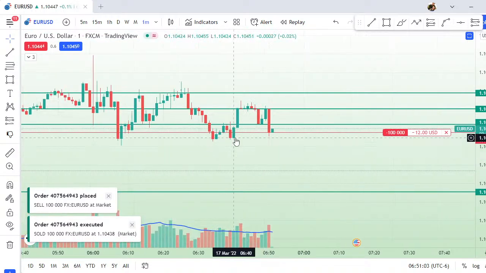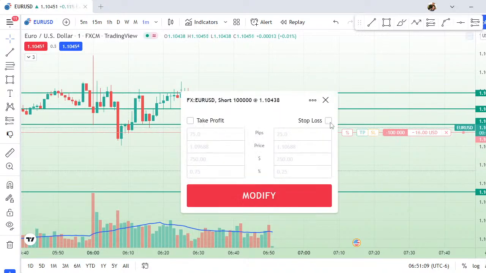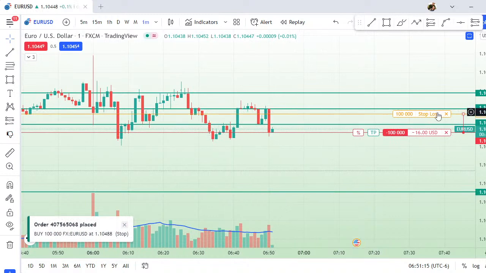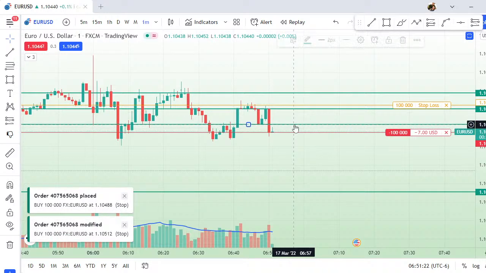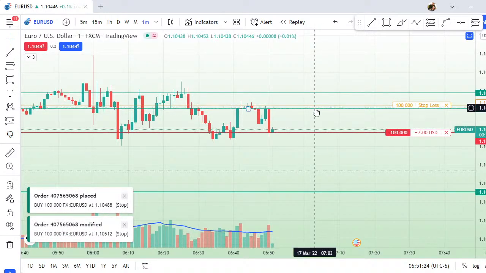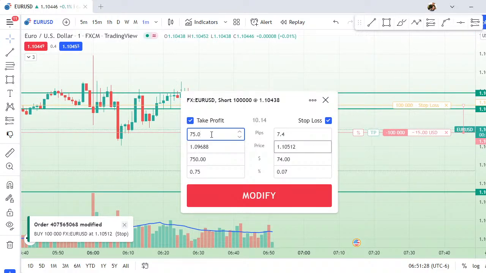Because this support has been tested many times, I'm thinking that it will not be strong. My stop loss will be around here. 5 pips is very high now, it's 7.4 pips. So I will remove this area. Target will be 14.